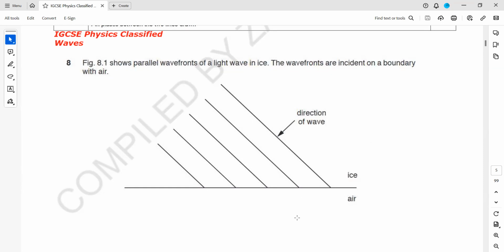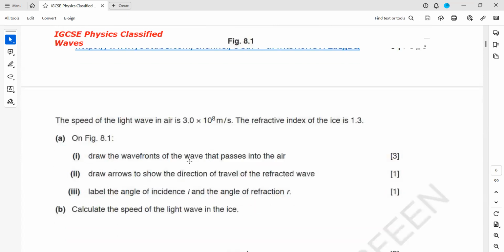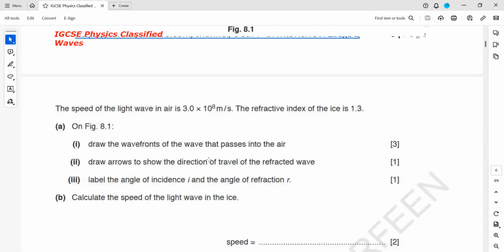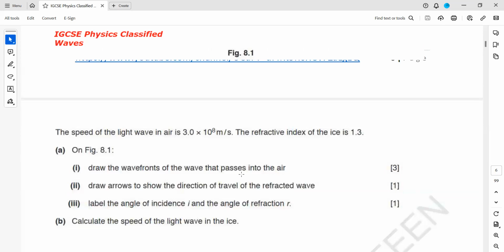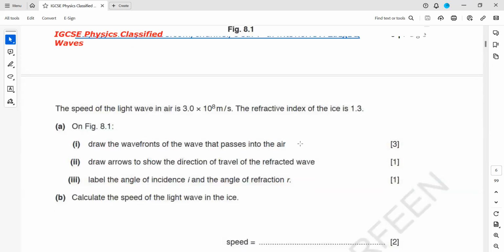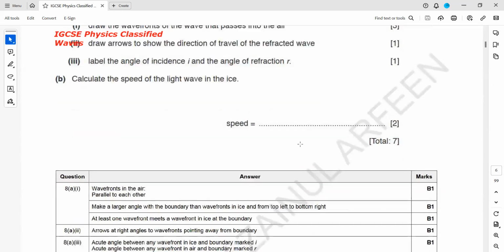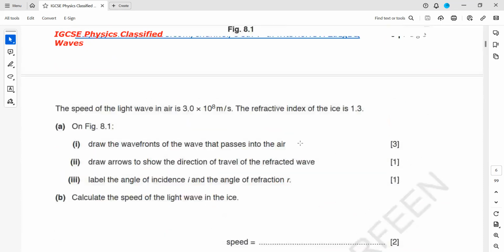The next part: the speed of light in air is 3 exponent 8. The refractive index is 1.3. On the figure, draw a wavefront that passes into air. Draw an arrow to show the direction of wave travel and label the angle of incidence and angle of refraction. And calculate the speed of light.